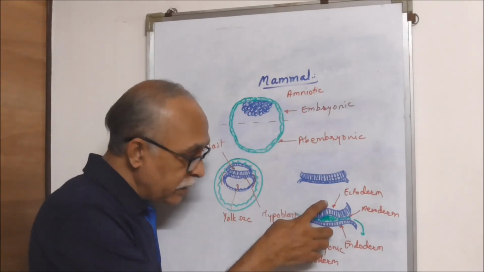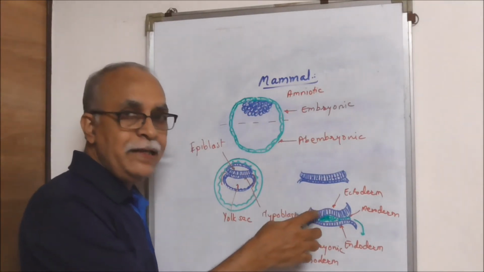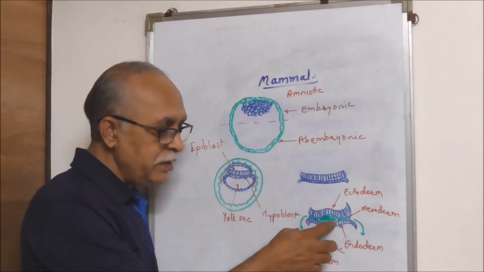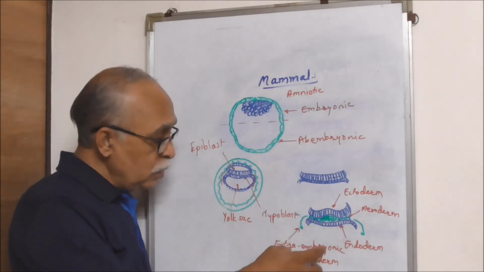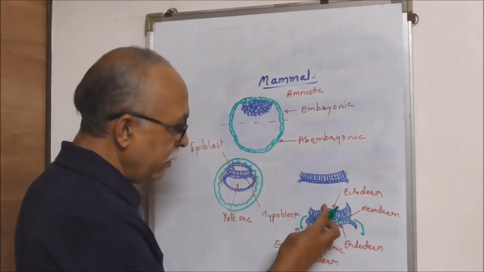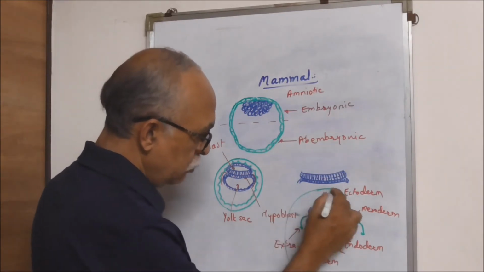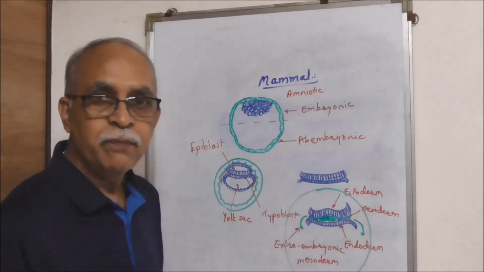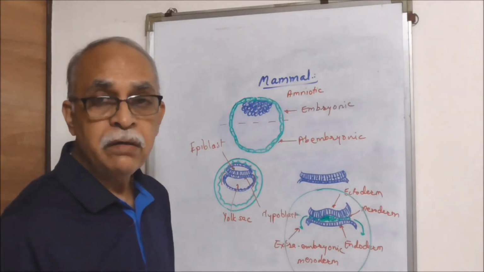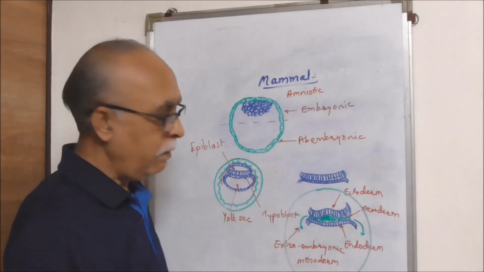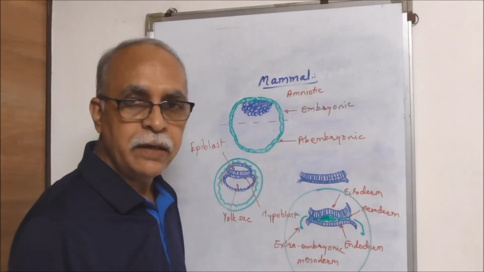Now what you are seeing here is the presence of all three germ layers. There's ectoderm, there's mesoderm, there's endoderm. So the outer covering, if you imagine along with it, what you see here is a mammalian gastrula with all the three germ layers being present there.